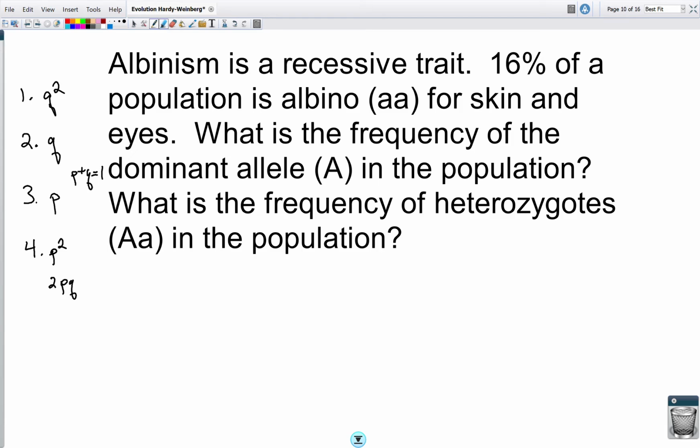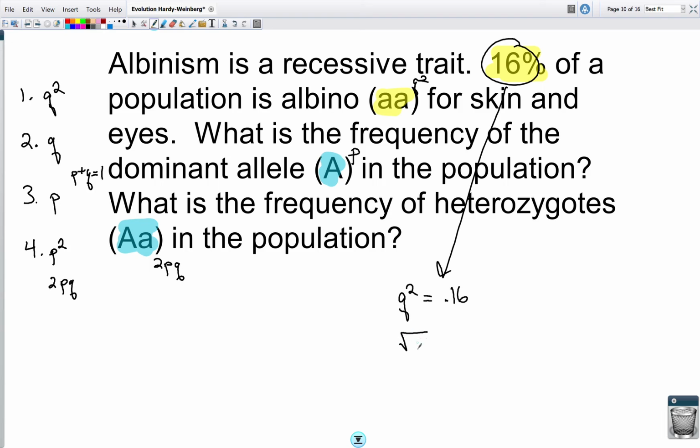Well, in this question, they're giving me q squared. It's right here. They're telling me that q squared is the recessive genotype. It's 16%. They want me to figure out what is just the dominant allele and then what is the genotype, big A, little a. So they're giving me q squared. They want me to solve for p, and they want me to solve for 2pq. So the way that we do this is we take our q squared value over here, and we just write q squared equals 0.16. That's 16%.